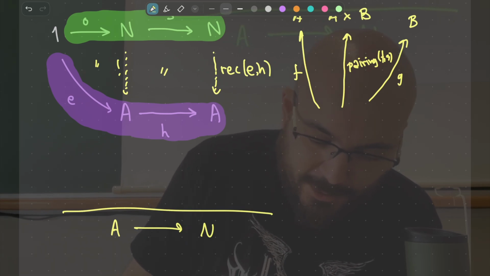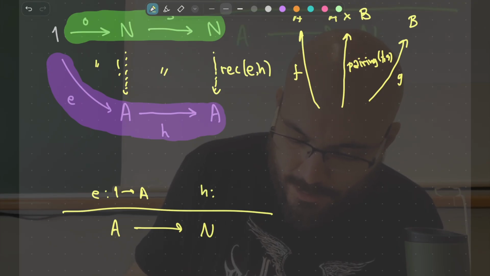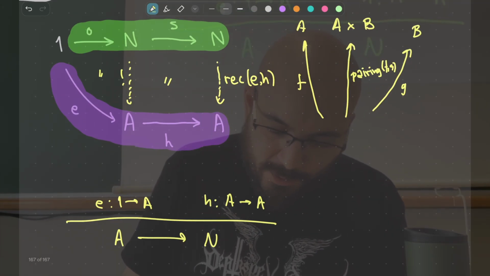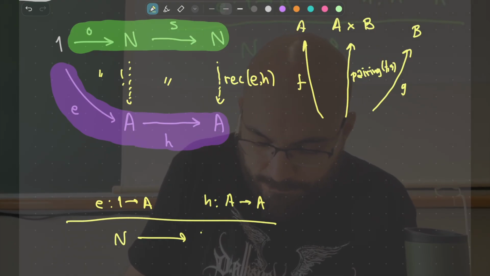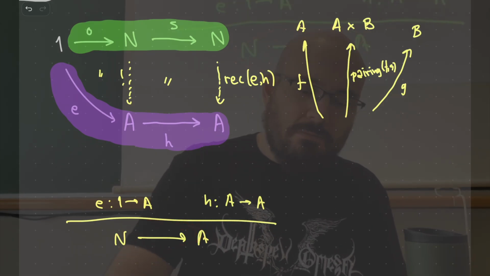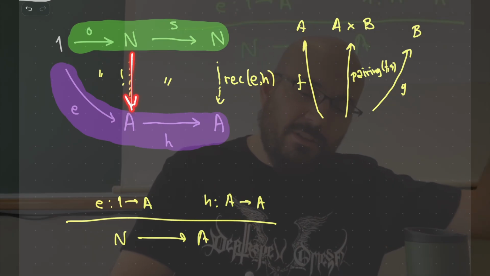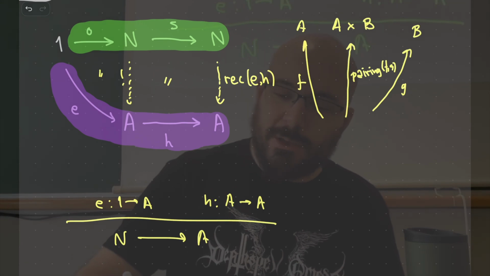In this case, I can reduce this to picking an E from 1 to A, and picking an H from A to A. Sorry, this is from N to A. This is wrong, okay, from N to A. So if you want to define, one way to do this is reduce this to, it's enough to do this, then ask for the diagram, give me the uniquely determined arrow from N to A, this will be my function. And this is exactly what we are doing here.